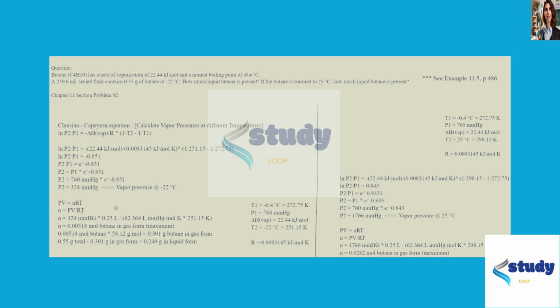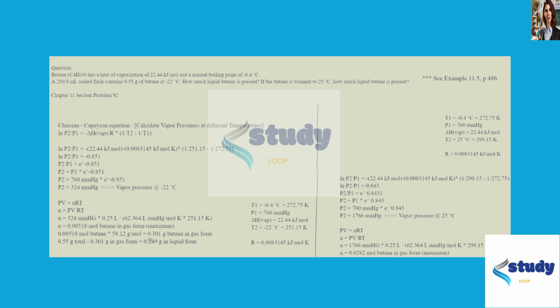Now we divide that by R, which, as I mentioned before, we've got in units of millimeters of mercury. So it's divided by 62.364 liters millimeter of mercury per mole per K, and then multiply that by the temperature. And again, this is T2, so that's our 251.15. Plug that into your calculator, and that's going to give you moles of butane in the gas form maximum. And then we convert that into grams by multiplying it by its molecular weight, which is 58.12 grams per mole.